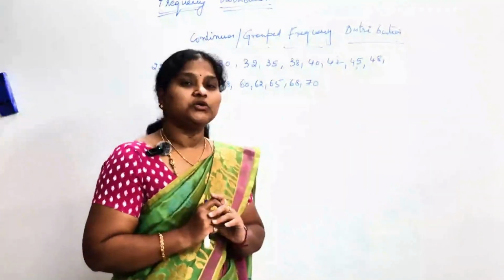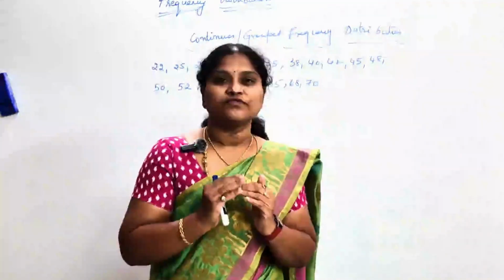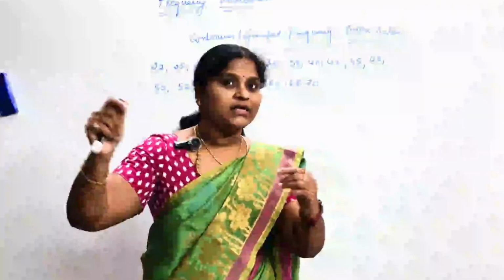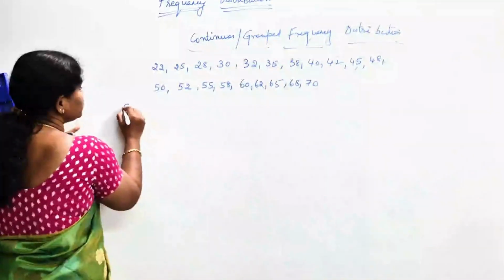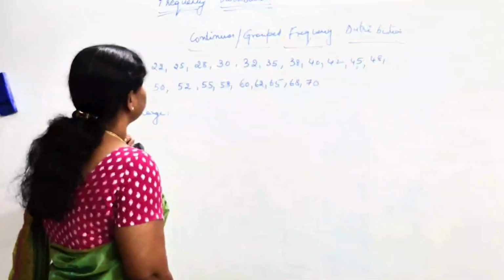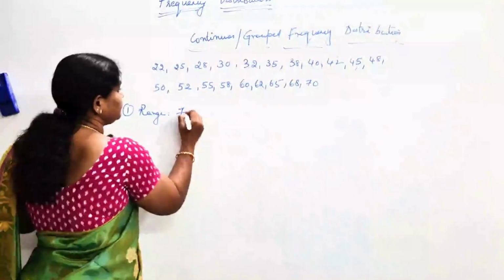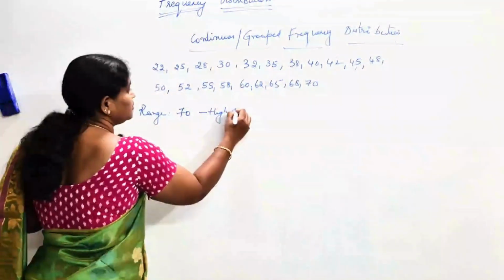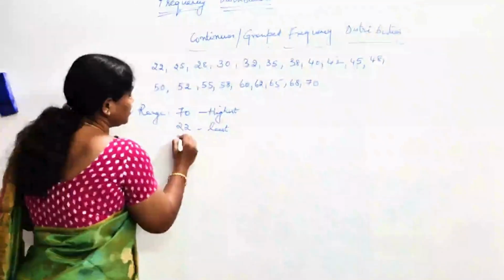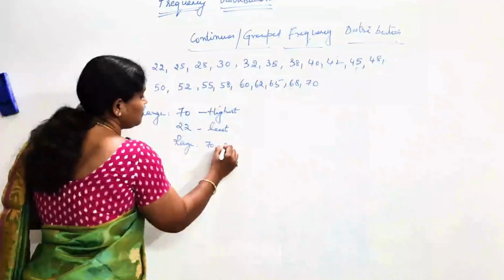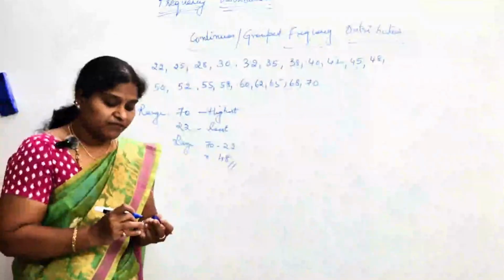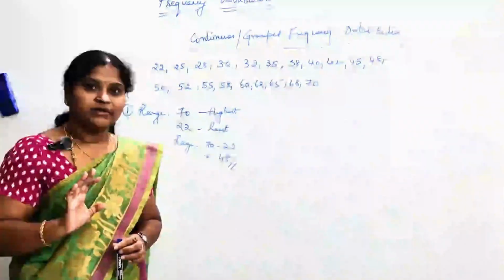First, initially what we need to do is see the range of that particular data. Range is nothing but the highest value in that data minus the least value in that data. So first, what is my highest value? Highest value here is 70 and the least value is 22. So range will be 70 minus 22, which is nothing but 48. 48 will be my range. So the first step in the construction will be finding out the range.